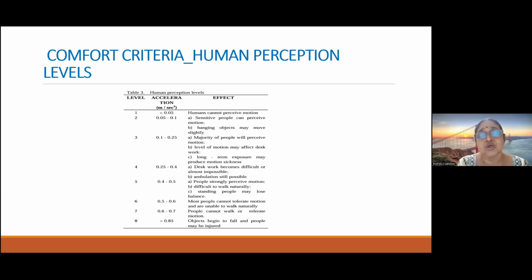Similarly, if you are working in offices, it becomes difficult if the acceleration is 0.25 to 0.4, and people may find it difficult to walk or stand, etc. If it is more than 0.5 meter per second square, they cannot tolerate the motion or they are not able to walk. So these are the comfort levels one can consider.